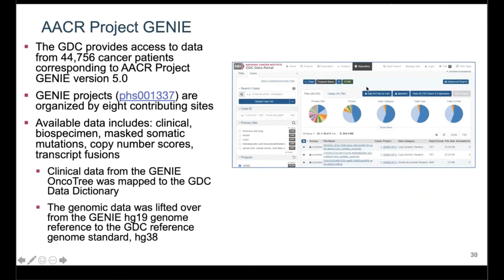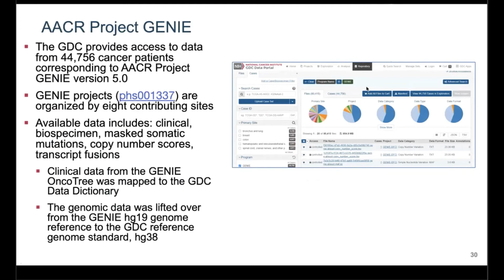The second one I want to highlight is the AACR Project Genie. The GDC provides about 45,000 cancer patients' data that corresponds to the AACR Project Genie version 5.0. The Genie projects are broken up into 8 contributing sites. So when you see them in the GDC, you'll see Genie as a program, and each of the 8 contributing sites are projects. They have clinical, biospecimen, mass somatic mutations, copy number scores, and transcript fusion data available.